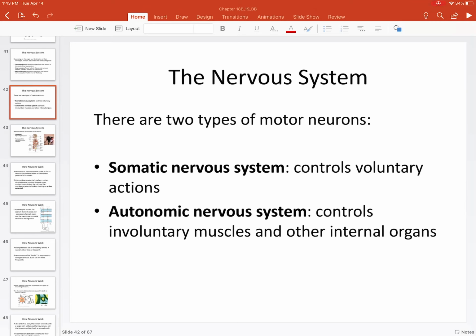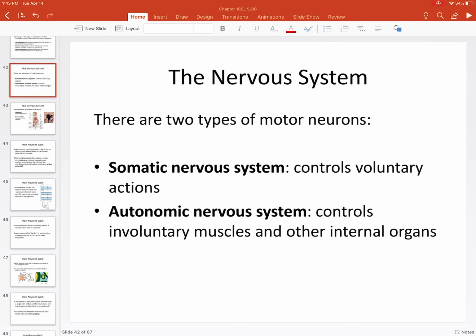All right, more nervous system. We're going to spend most time probably talking about the nervous system more than the other ones. There are two types of motor neurons: the somatic nervous system, which controls your voluntary actions, and the autonomic nervous system, which controls your involuntary muscles and your internal organs. So somatic would be raise my right foot, put my right foot down, raise my right arm, put my right arm down. Autonomic is involuntary.